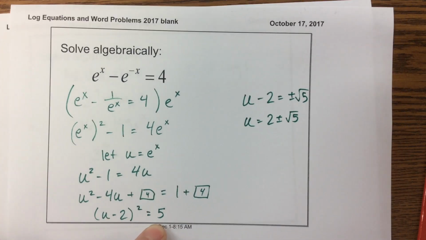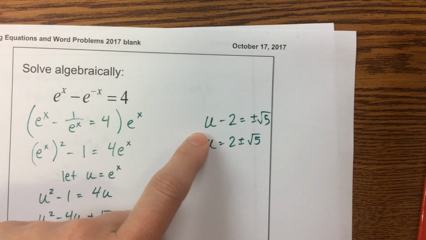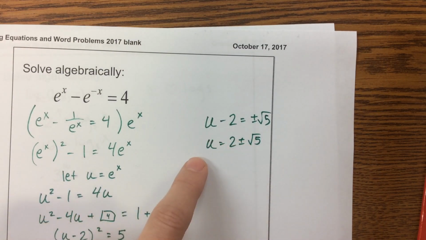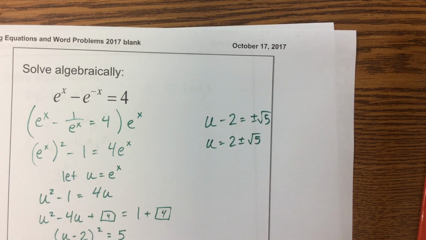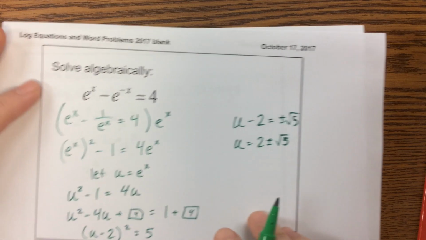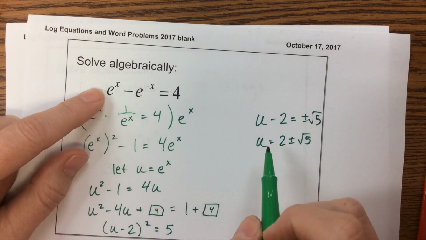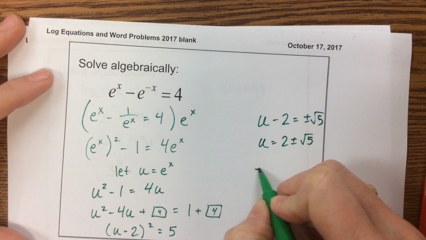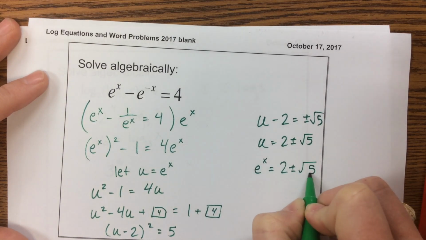Then I did the cheer, square root, plus minus. I end up over here, u minus 2 equals plus or minus root 5, u equals 2 plus or minus root 5. Well, and now I haven't solved the question. I haven't finished the problem. They wanted me to solve for x, and I have solved for u. So what I have here is that e to the x is equal to 2 plus or minus root 5.